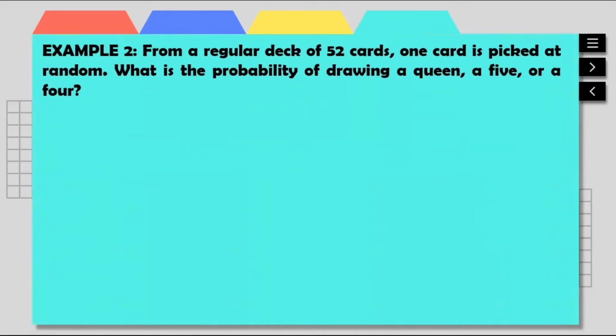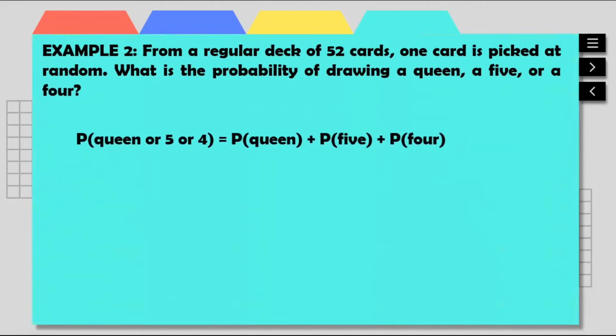So, these three events are mutually exclusive events. In order to find the probability of drawing a queen, a 5, or a 4, we need to add the probability of a queen, probability of 5, and probability of 4. The probability of getting a queen is equal to 4 over 52, plus the probability of getting a 5 is equal to 4 over 52, plus the probability of getting a 4 is equal to 4 over 52.